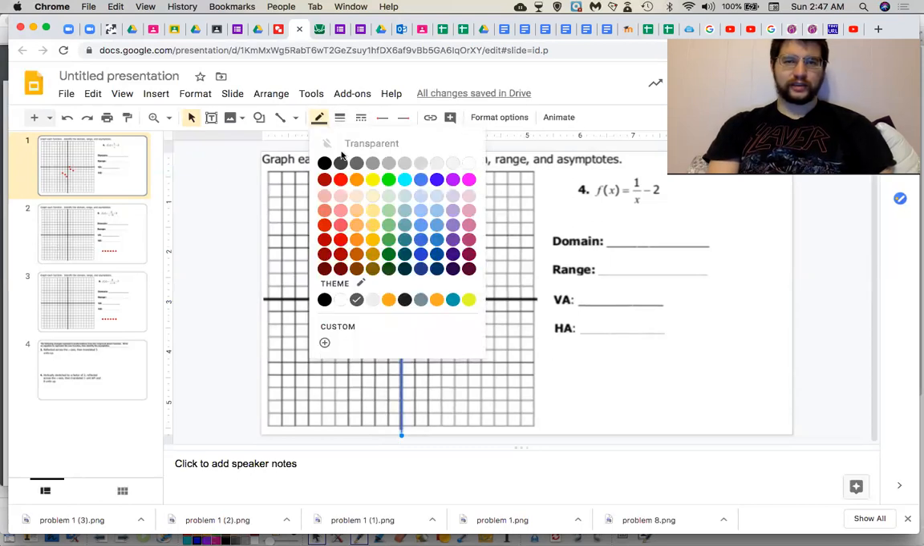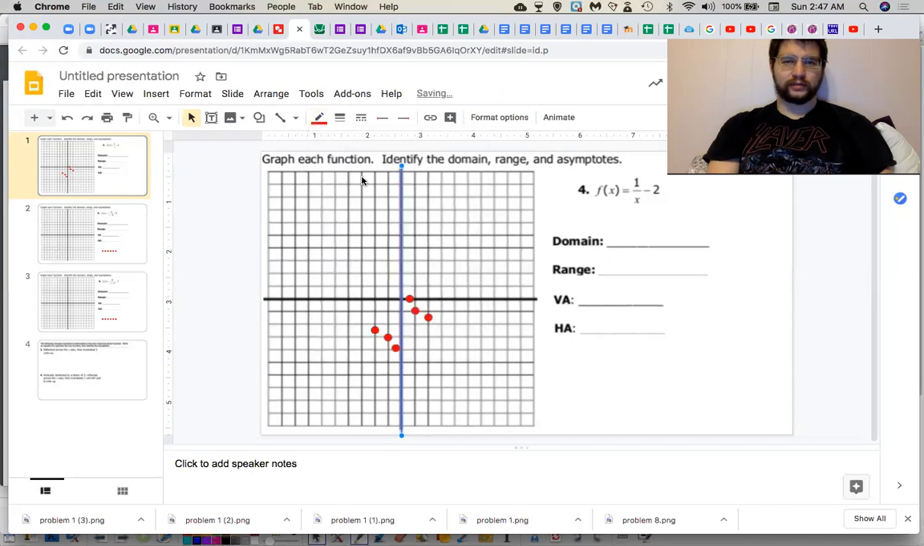And then let's change the color to red. I think I changed that color. It's too thin. I don't like that. So you can make it thicker. 12 sounds good. Okay, that's too thick. 4. Sure. Just make it so that we can actually see your asymptote.